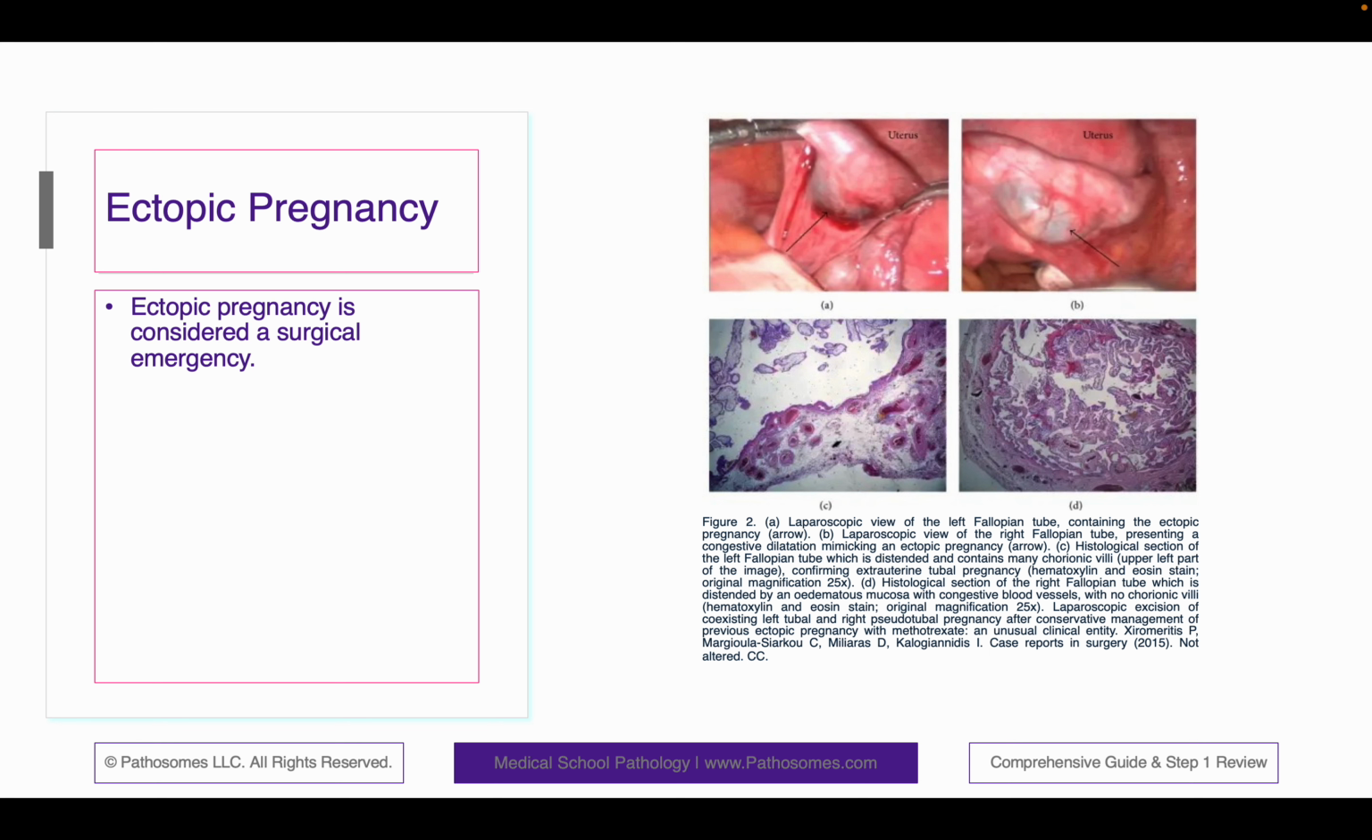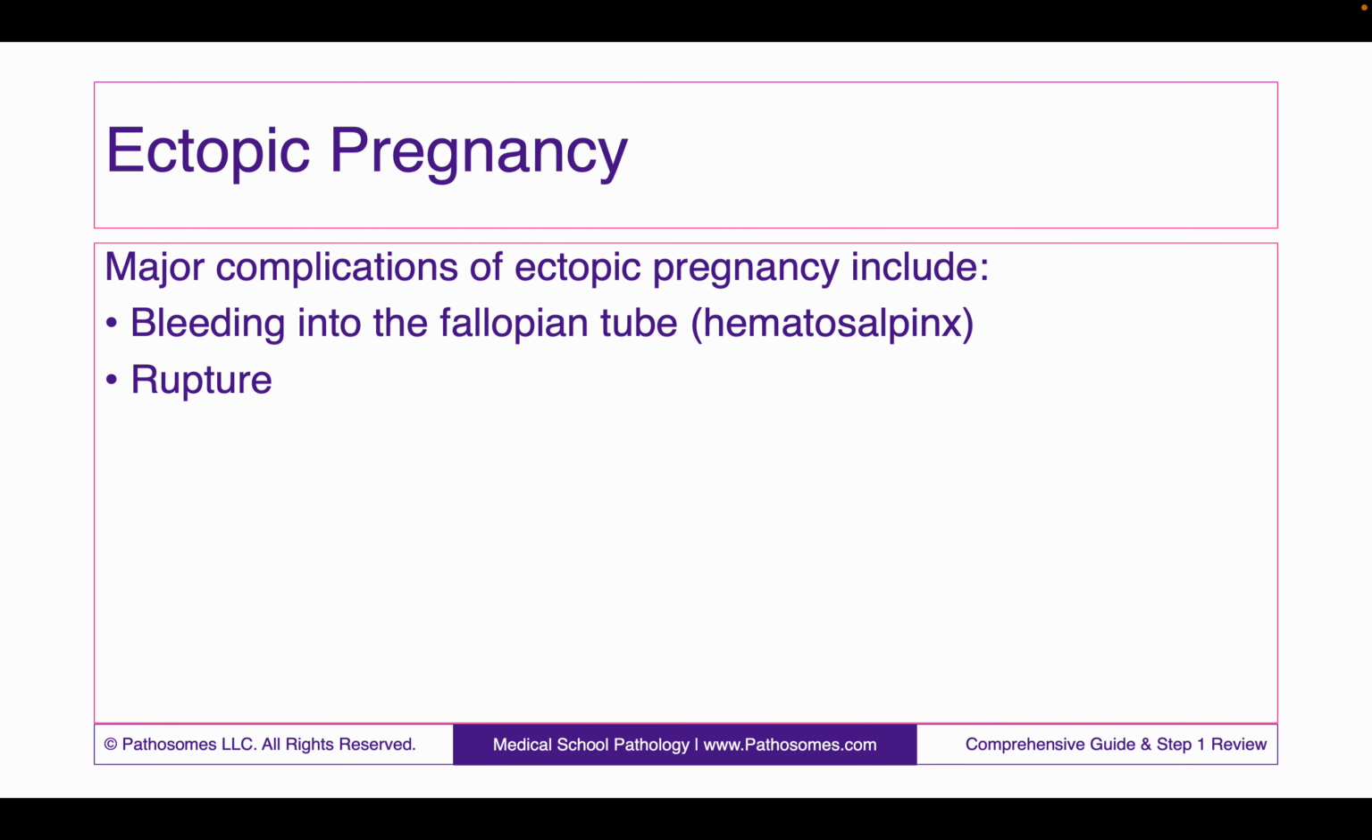To the right here, we could see the surgery occurring on an ectopic pregnancy, right? You can visualize that in A and B. And then in C, we have the histologic representation of the tissue that was removed and stained with H&E. What you're seeing is embryonic tissue within a fallopian tube. Major complications of an ectopic pregnancy include bleeding into the fallopian tube, which is a hematosalpinx, or it could even rupture.